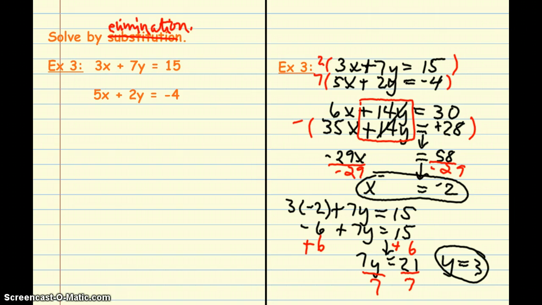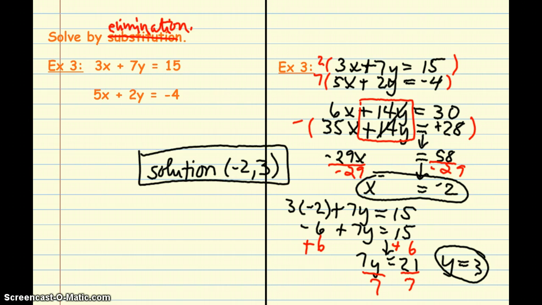So our coordinate pair, or our solution, and I'm going to put it over here on the left-hand side. Our solution is the coordinate pair -2, +3. So this is where we would see those two lines intersect. There you have it, folks, a quick review of solving systems of linear equations.